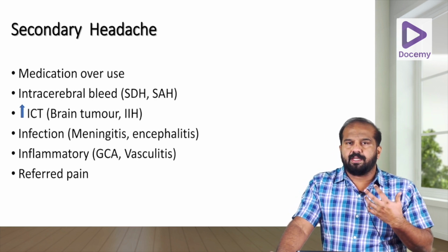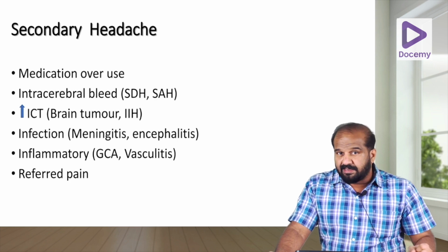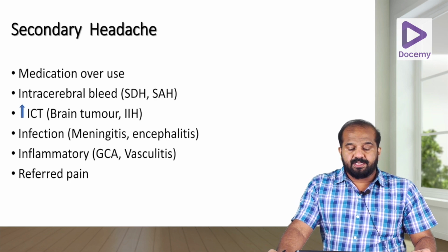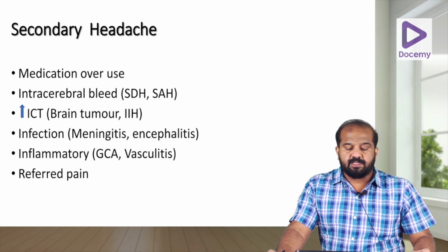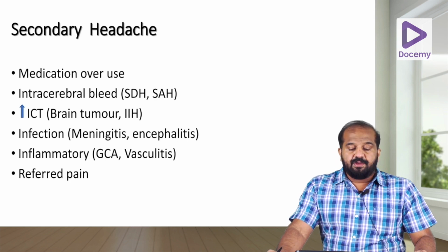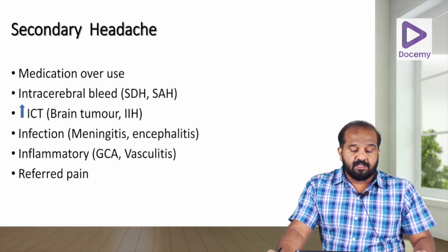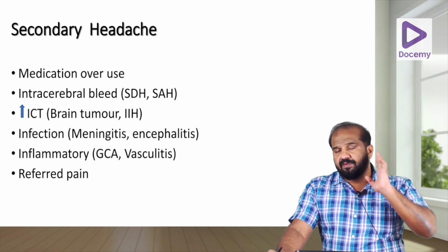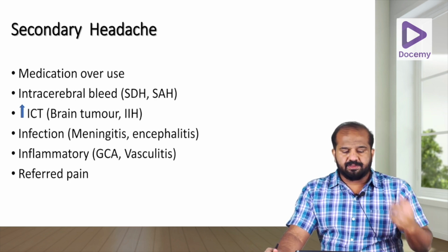On clinical examination, the patient will also have neck stiffness. Raised intracranial tension is seen in brain tumors and idiopathic intracranial hypertension. Other causes are infection, meningitis, encephalitis, inflammatory conditions like giant cell arteritis and vasculitis, and referred pain from the neck and surrounding areas.